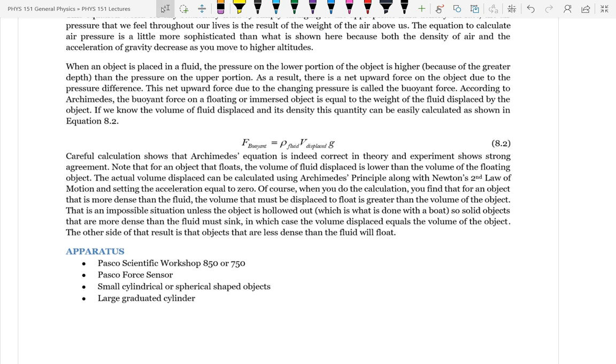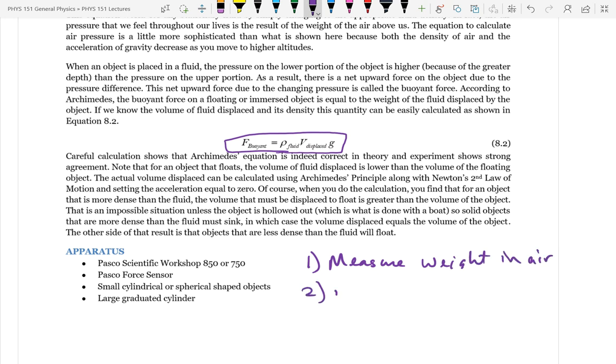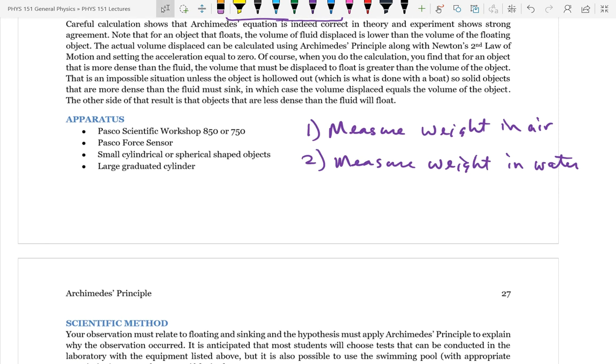What we're going to be doing is checking to see if the buoyant force is equal to the weight of the displaced fluid. So this equation I put in the box is the one equation you're going to use. So what you're going to do is, 1, measure weight in air. 2, measure weight in water. How are those going to help me?